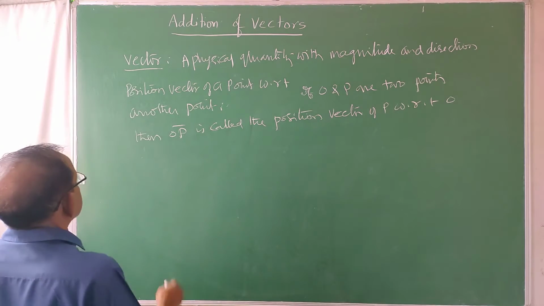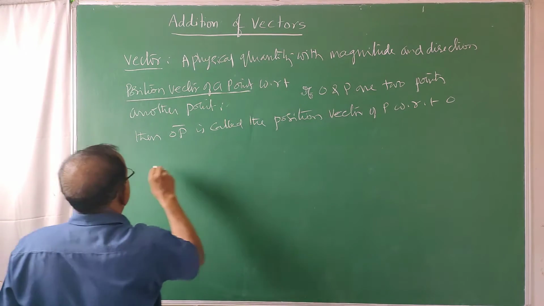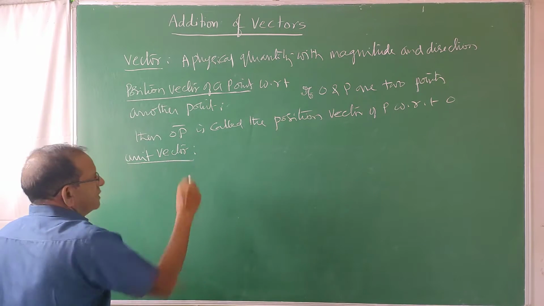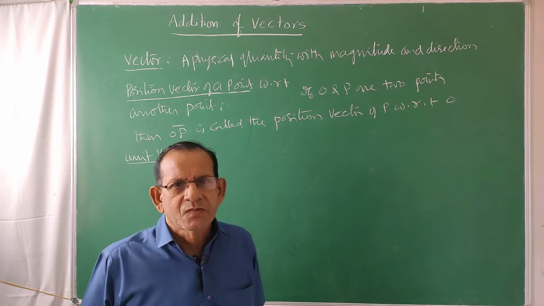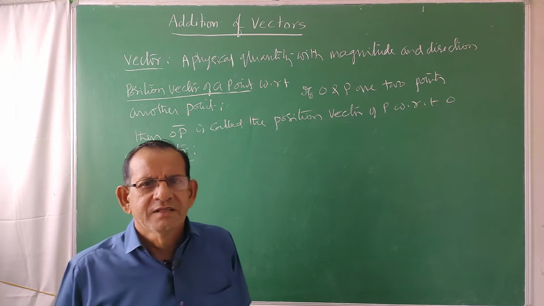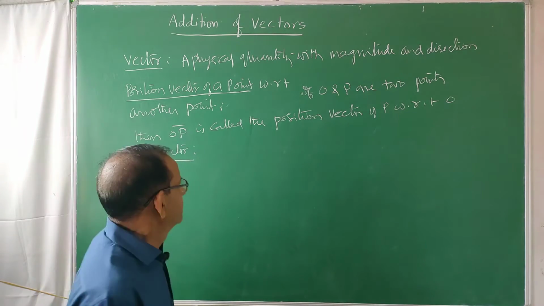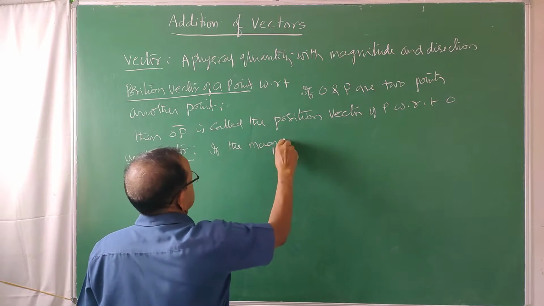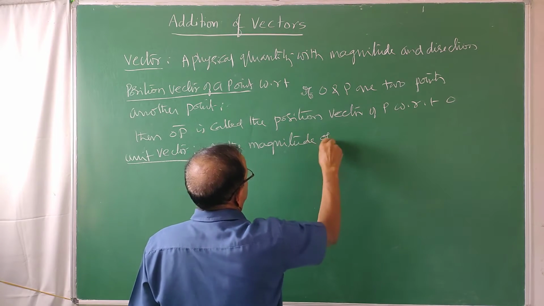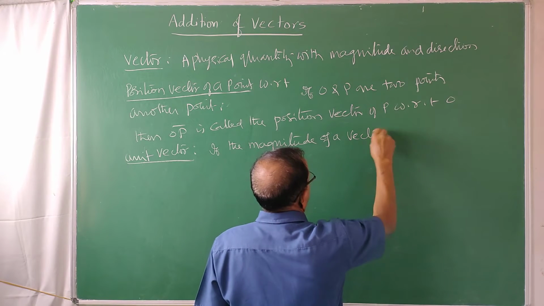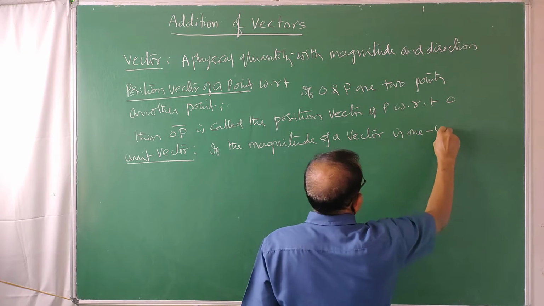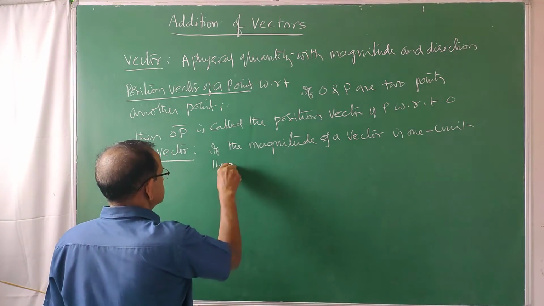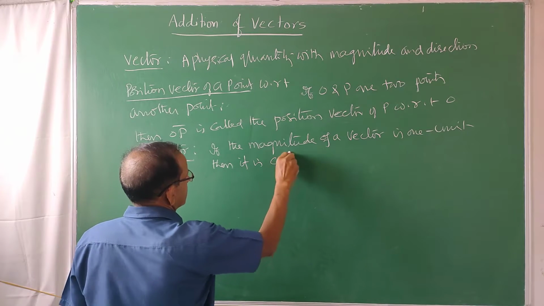Next, unit vector. If the magnitude of a vector is 1 unit, then it is called a unit vector.